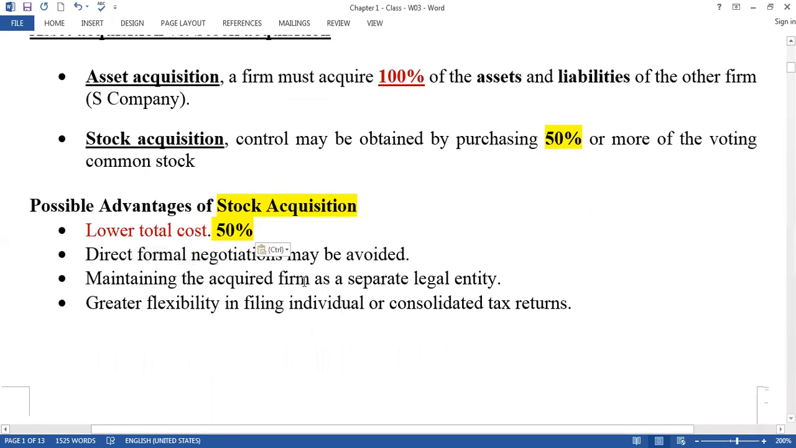And maintaining the acquired firm as a separate legal entity. So if you buy stock, then with more than 50%, you are the controlling owner, right? And you can do your business smoothly. The business is already there.